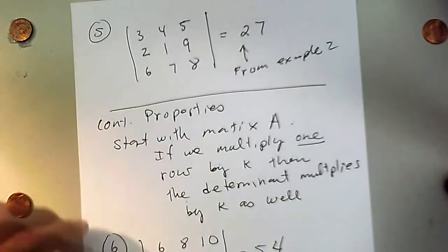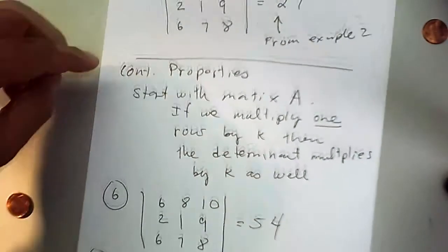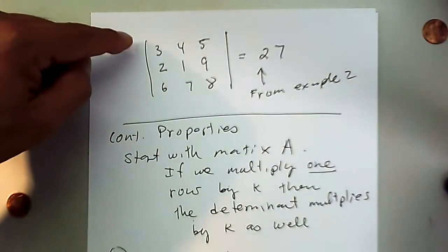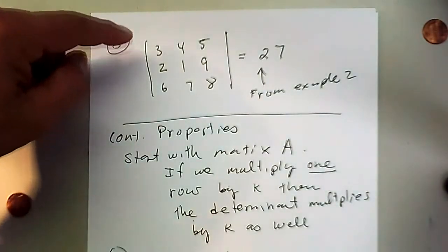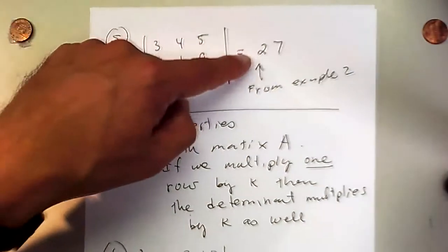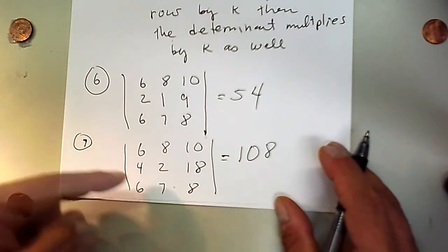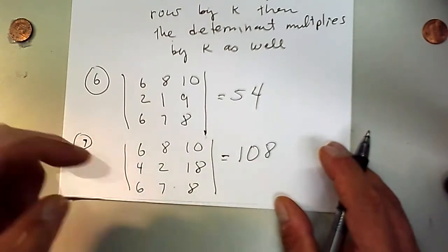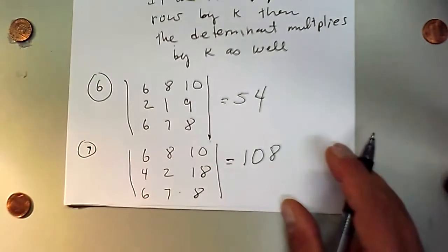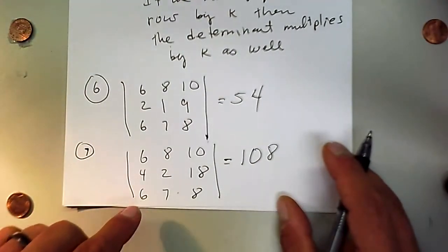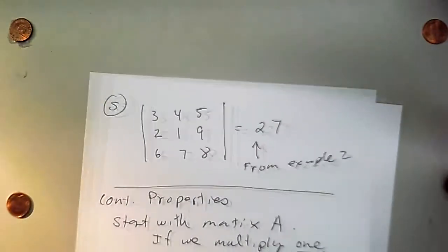But if we multiply, well, comparing this matrix with this matrix, if we multiply the first and the second rows by 2, then the output has to be multiplied by 2 times 2. Because every time we multiply a row by a number, we got to multiply the output by that number. So watch out, because that can be a little confusing.